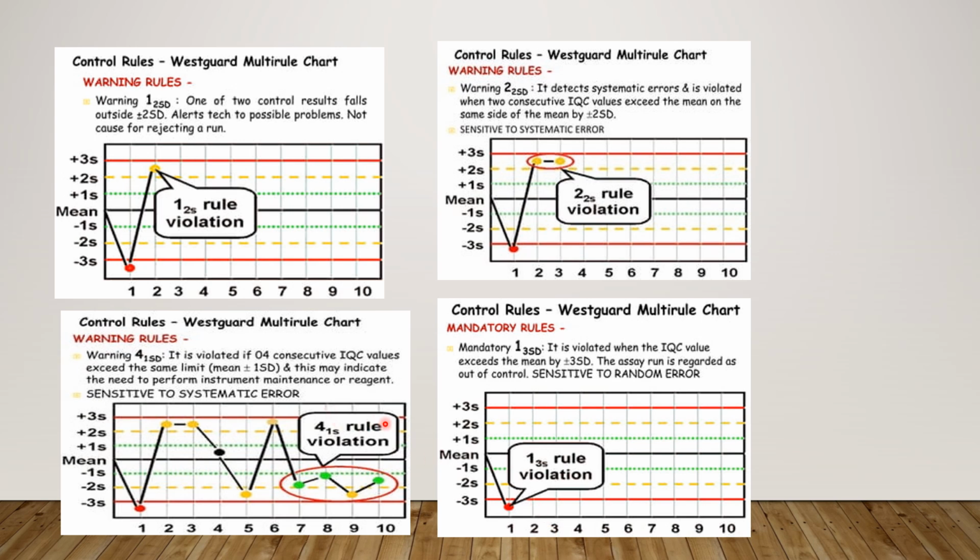Then the fourth rule is the 4-1s rule, which means 4 consecutive runs have been made. It is violated if 4 consecutive IQC values exceed the same limit. All four are going beyond the normal range and on the same side of the limit. They may indicate the need to perform instrument maintenance or reagent change. So it is sensitive to systematic error.